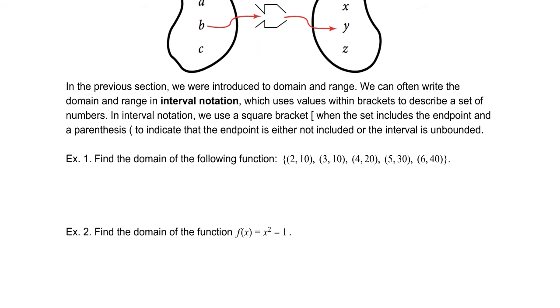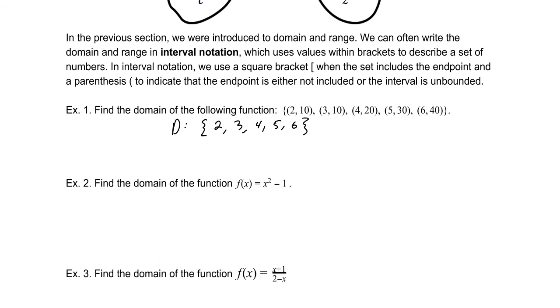So example 1, find the domain of the following function. All right. Well, in this case, our inputs are this list: 2, 3, 4, 5, and 6. That is the list of all our inputs. That describes completely the inputs in this setup. Now the range is 10, 20, 30, 40. We wouldn't list those repeatedly, but we would list those for the range.